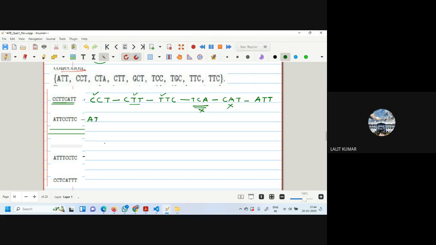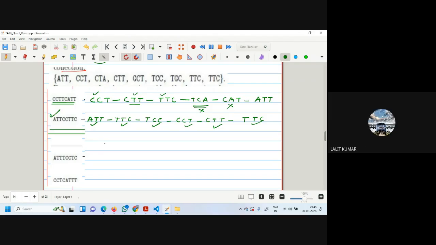Similarly, we check this ATT. This will be TTC, then TCC. So ATT, TCC, and from TCC, CCT, then CTT to TTC. So here we check ATT is there, TTC is there, TCC is there, CCT is there, CTT is there, TTC is there. So this is possible.